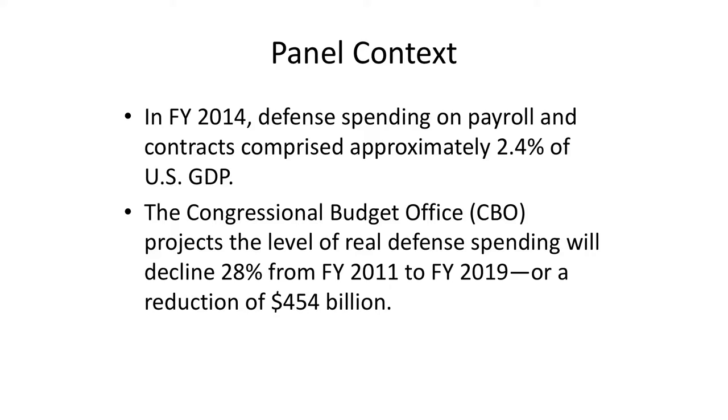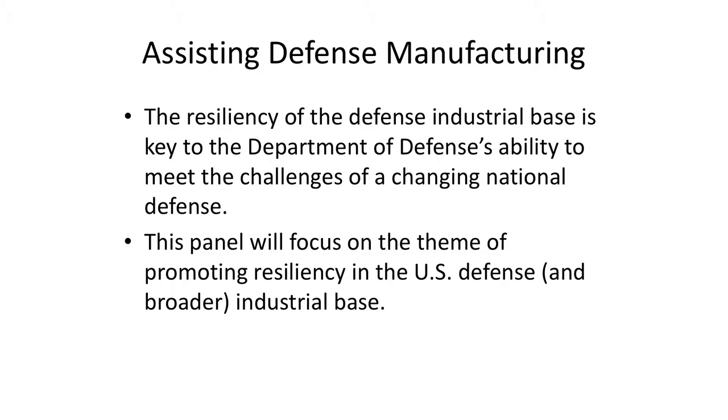Specifically, in 2014, defense spending on payroll and contracts comprised about 2.4% of U.S. GDP. The Congressional Budget Office projected that this level of spending will decline about 28% from 2011 to 2019, a reduction of about $454 billion. Obviously, the Department of Defense is a large consumer of goods from the U.S. industrial base. There are some interesting things going on with regard to how DoD manages that relationship and its role, and today we'll hear examples and context for that.